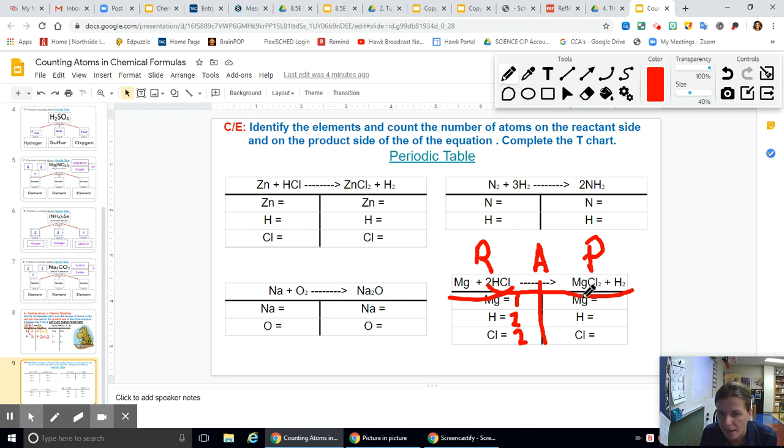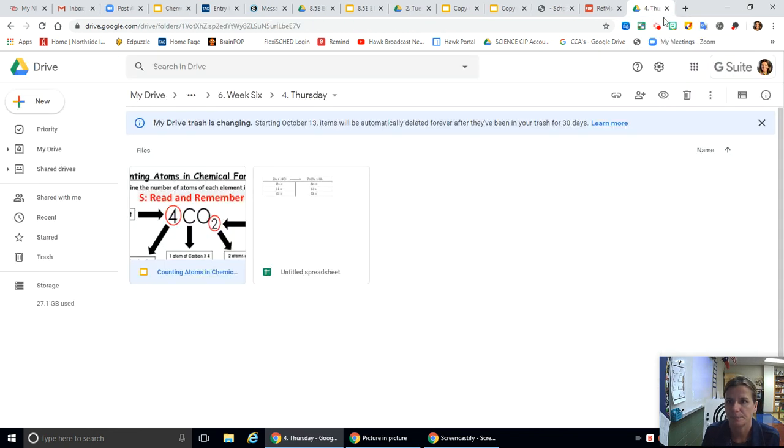Okay? Going over to your product side, let's do the same thing. So for Mg, I don't see a coefficient or a subscript, so it's just 1 atom. Then chlorine, I see a subscript of 2, so I'm going to put a 2 there. And then hydrogen, I see a subscript of 2. So you're going to work through these and complete these T-charts for each.